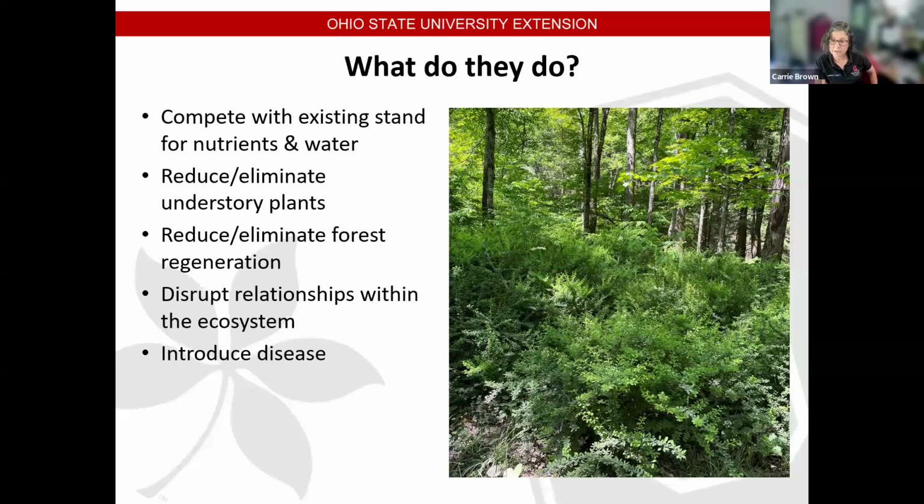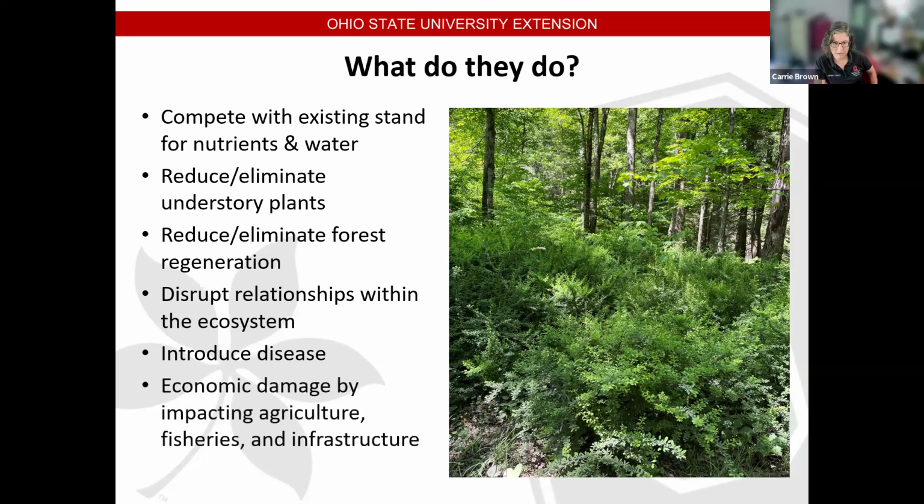Sometimes they can introduce disease. That disease can then affect the native species within that same genus. And they can cause economic damage by impacting agriculture, fisheries, and infrastructure. Once again, going back to spotted lanternfly, so much emphasis is being put on stopping the spread or slowing the spread of spotted lanternfly because of the impact it can have on specialty crops such as orchards and vineyards.